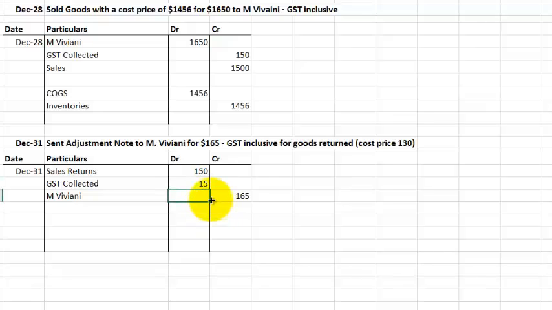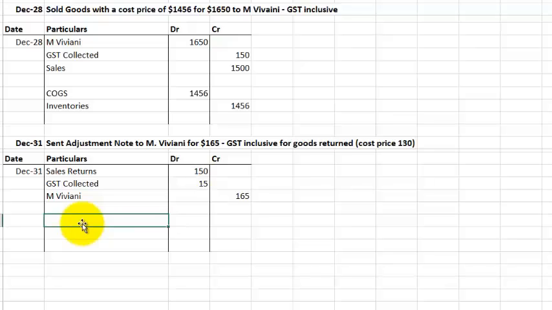Now, you might think this is getting fairly complicated, but if you think about it, up here, M. Viviani, he created the debt to us. He owes us $1,650. We're going to have to pass on $150 worth of tax to the government, and we get sales of $1,500. But that's been reduced by this amount of sale return. So you can see that this GST collected decreases, and M. Viviani's debt decreases there. So the net amount is actually how much he owes, and the net amount we actually have to pay to the government in terms of the GST component. So from that perspective, hopefully that makes sense.